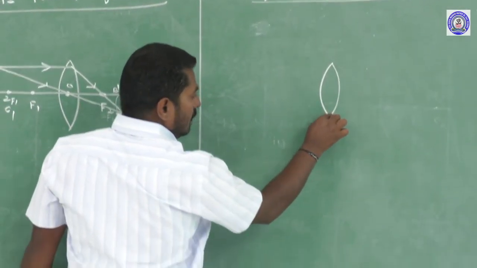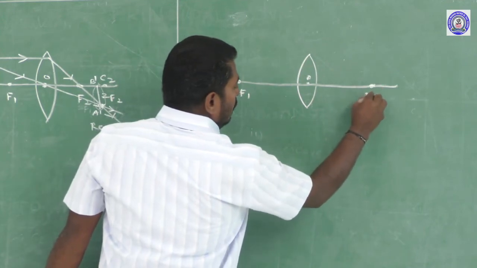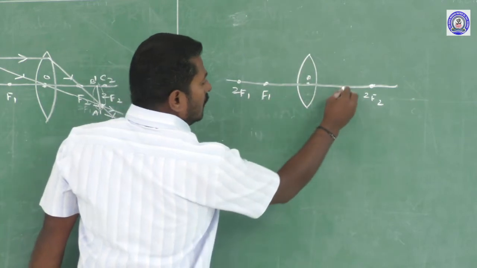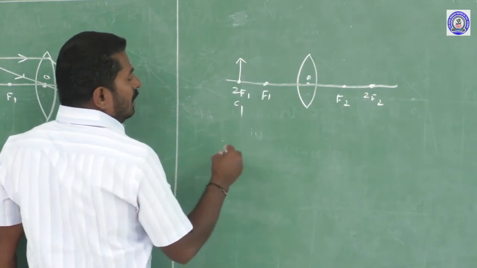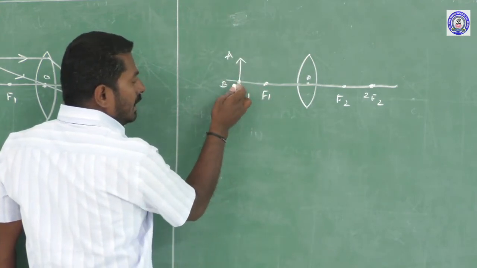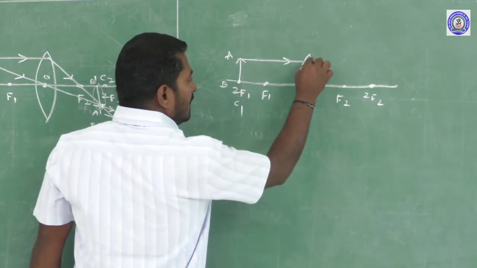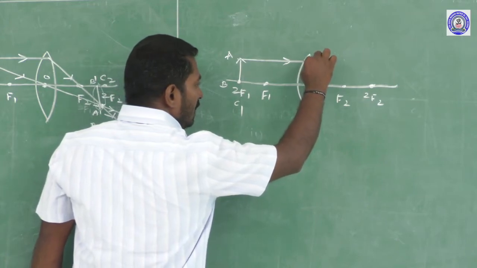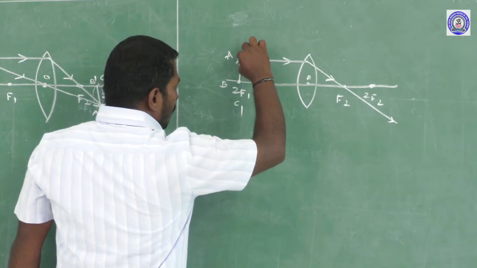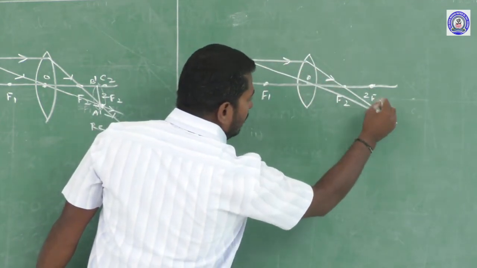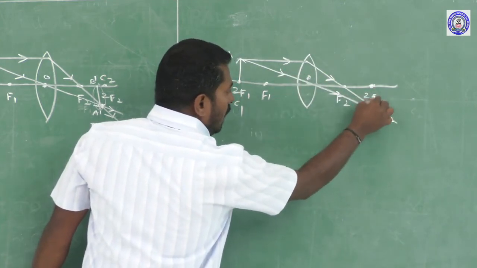Let us consider a convex lens, optic center O, principal axis, 2f1, 2f2, f1, f2. Now, the object is placed exactly at 2f1, which is equal to center of curvature c1. AB is an object placed at 2f1 on one side of the convex lens. One ray coming from the object travels parallel to the principal axis, strikes the convex lens, and after refraction travels through the principal focus. Another ray coming from the object passes through the optic center without deviation and travels along a straight line. When both refracted rays intersect at this point, the image will be seen.